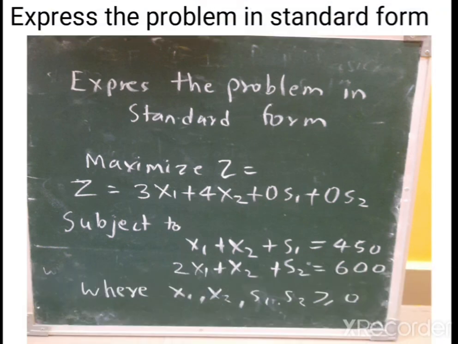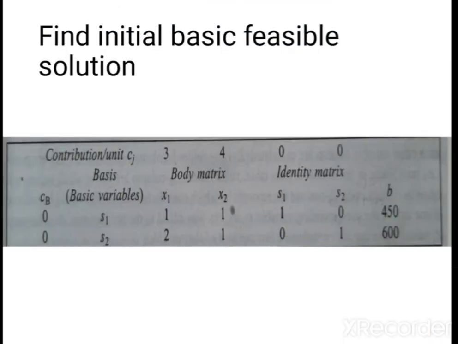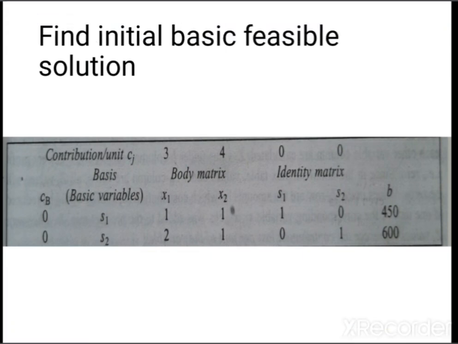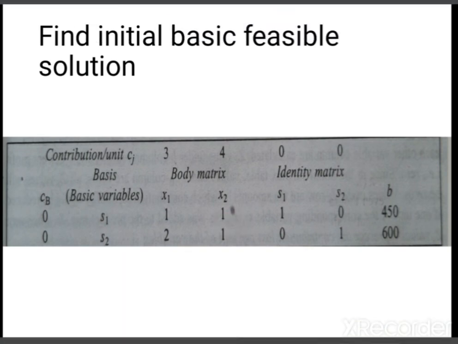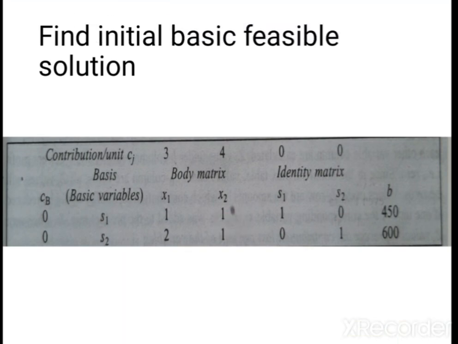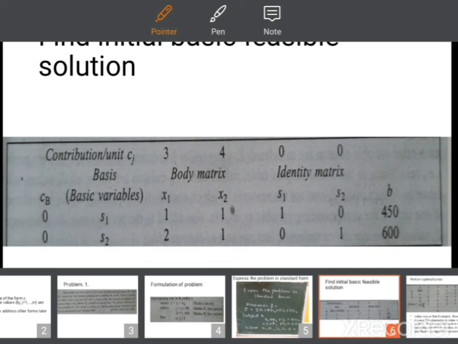So in this way you have to write here. 1 x1 plus 1 x2 plus 1 s1 equals 450. Similarly, 2 x1 plus 1 x2 plus 1 s2 equals 600. From the same standard equation form, you write the variables here. In this way you have to form this body matrix with the help of x1, x2 and an identity matrix considering the slack variables.